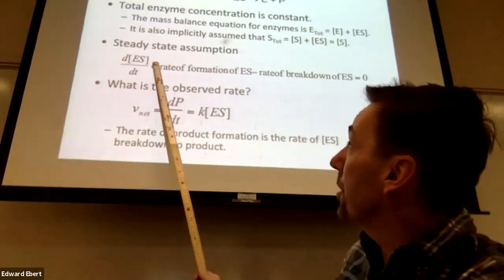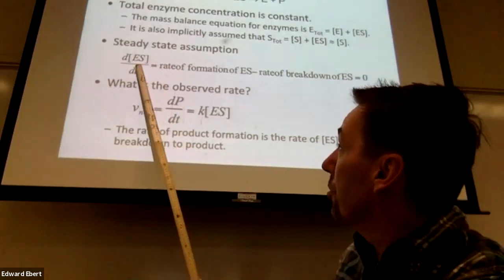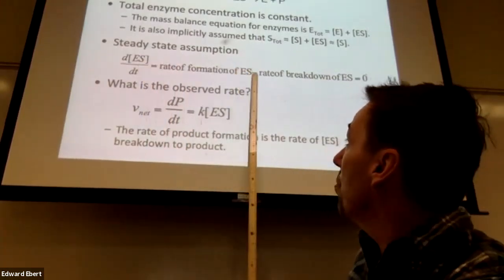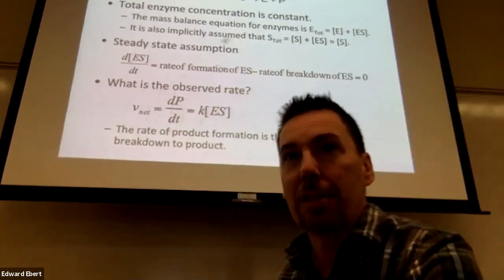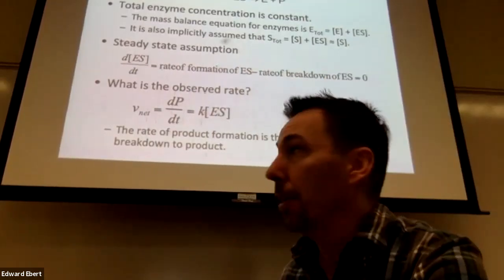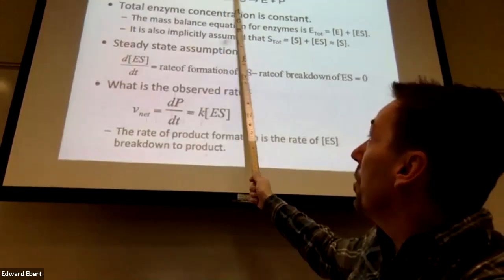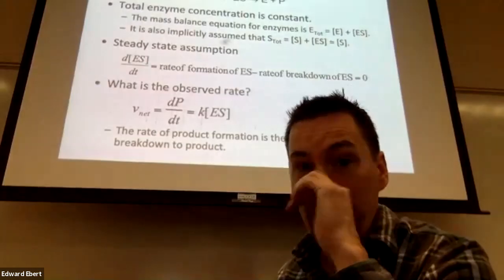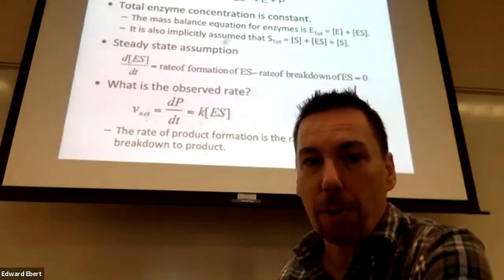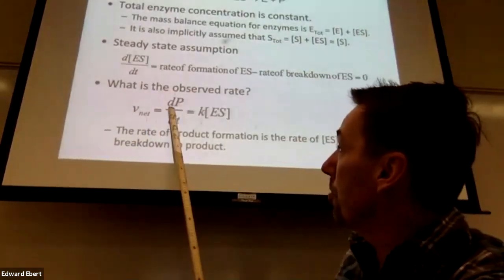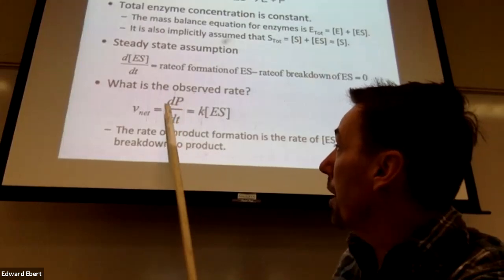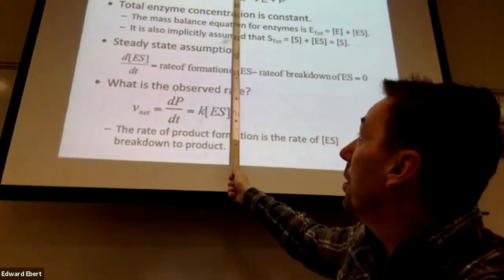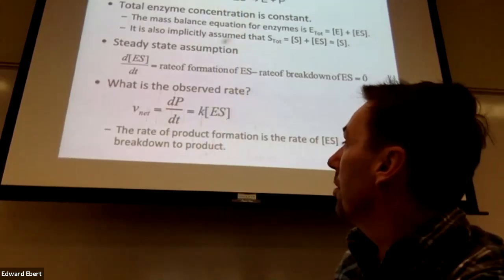We're also going to assume a steady state. We're going to assume that the rate of formation of the enzyme substrate complex is equal to the rate of the breakdown of the enzyme substrate complex. So basically, as quickly as we're making this, it's breaking down. So that's our steady state. So our observed rate, our observed velocity, is going to be the change in product over time, or we could talk about this in terms of a rate constant times our concentration of ES.